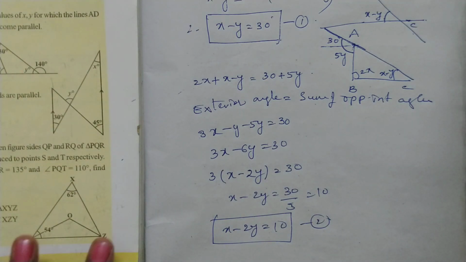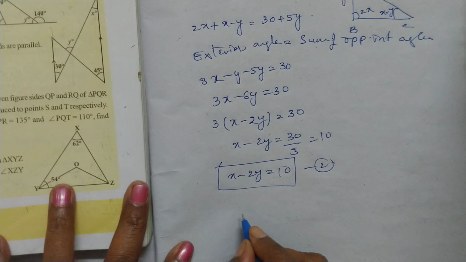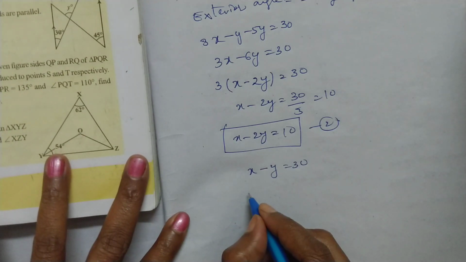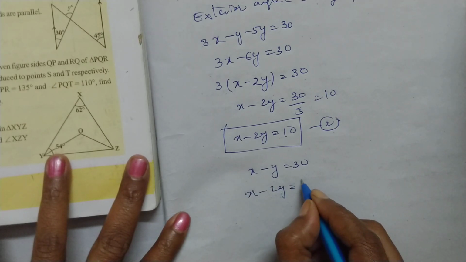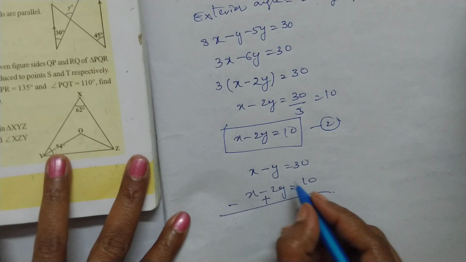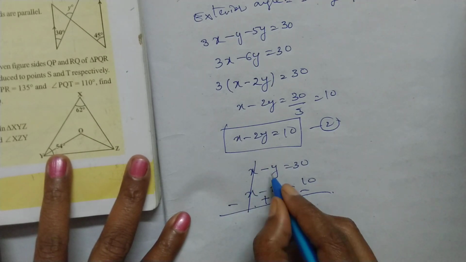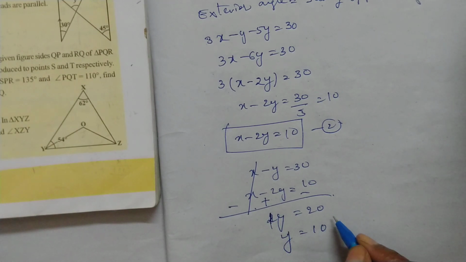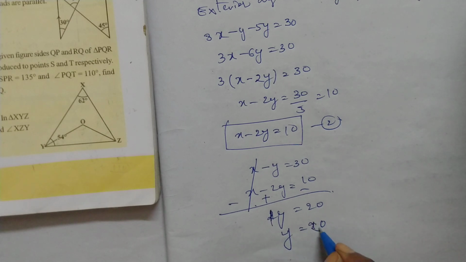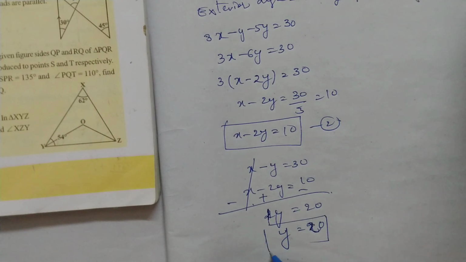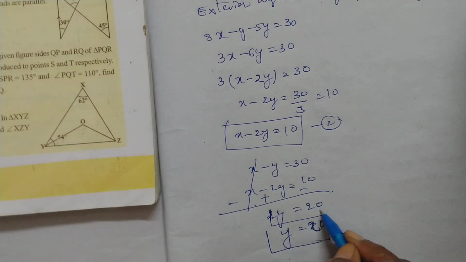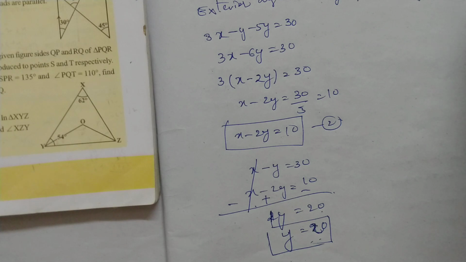Let us solve equations 1 and 2. x minus y is equal to 30 degrees and x minus 2y is equal to 10 degrees. Solving, we subtract, so 2y minus 1y is equal to 1y, which is 20 degrees. So the y value is 20 degrees.